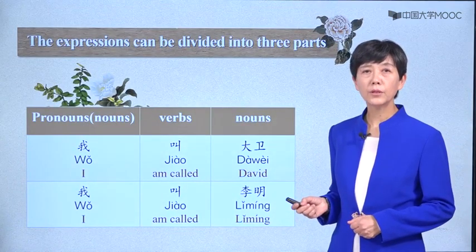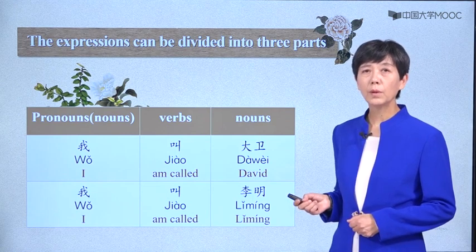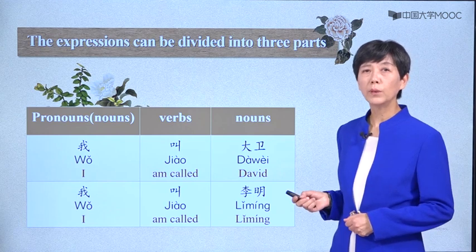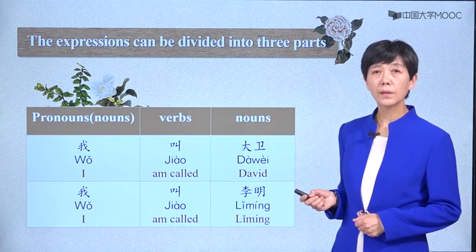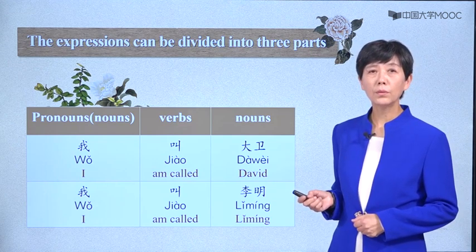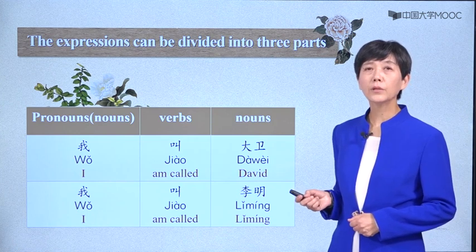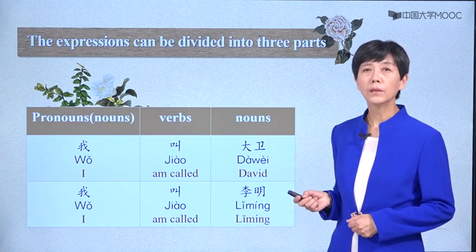Actually, the expressions can be divided into three parts. If we translate the sentences into English word by word, we can get the order of them. In this case, we see the order of the Chinese sentence is close to English. Actually, it is similar to most of the languages in the world.